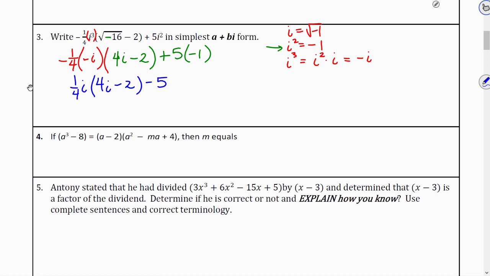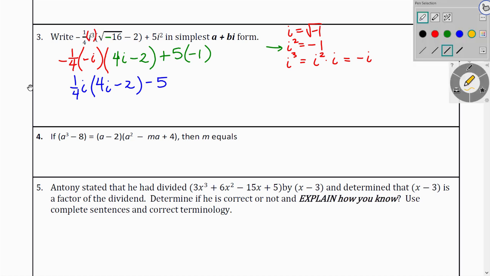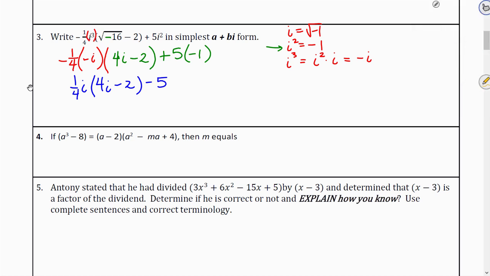Okay. And the next thing I'll do is distribute this 1/4 i into this binomial. So 1/4 times 4 is 1. And so I get 1. And i times i is i squared, which is negative 1. I'm not sure that's too much in one step or not, but 1/4 times 4 is 1, and i times i is negative 1.